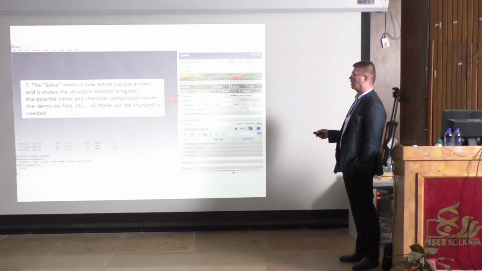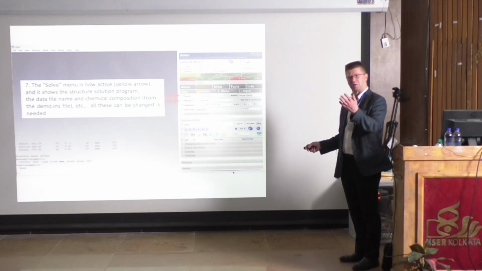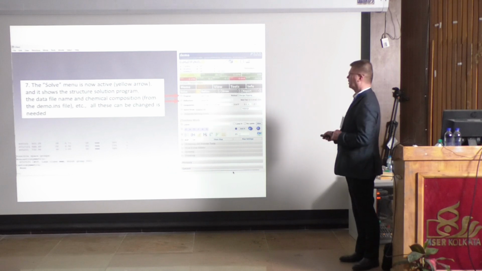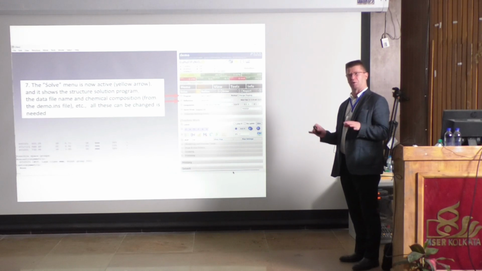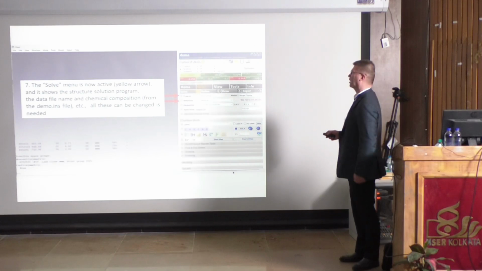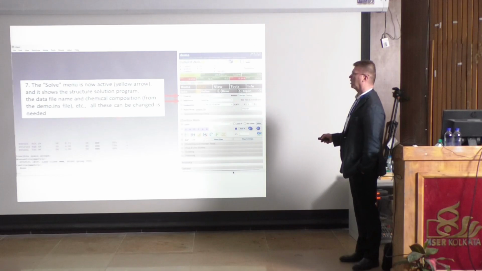Now, the solve menu is now active. That's the yellow arrow here. And it shows the structure solution program, the data file name, and the chemical composition here. So now it reads the demo HTML file, it knows that it's there, all the data is there. And now the chemical composition is here. In principle, we can change this if we like, but this is okay for us. We think that is correct, let's see what happens. All these can be changed if needed.